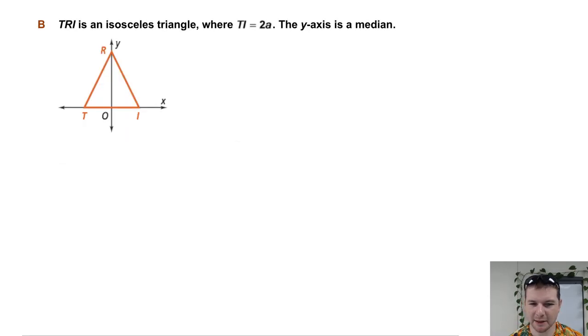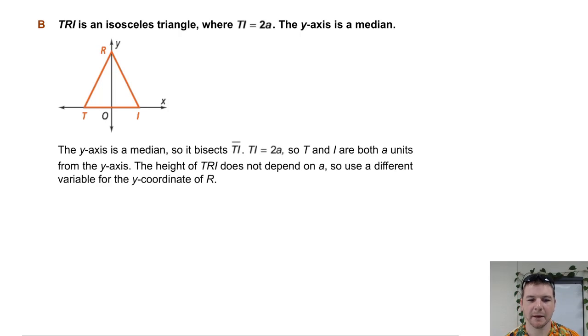B, TRI is an isosceles triangle where TI equals 2A. The y-axis is a median, so it bisects segment TI. TI equals 2A, so T and I are both A units from the y-axis. The height of TRI does not depend on A, so use a different variable for the y-coordinate of R.